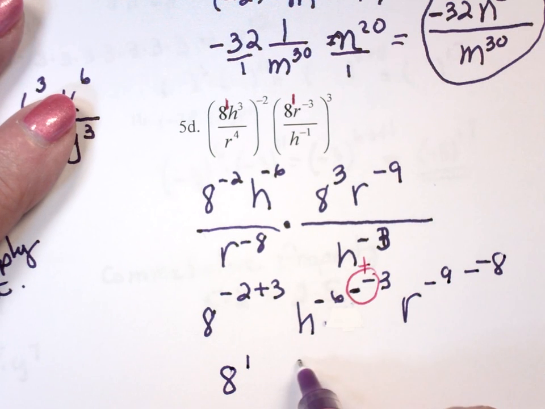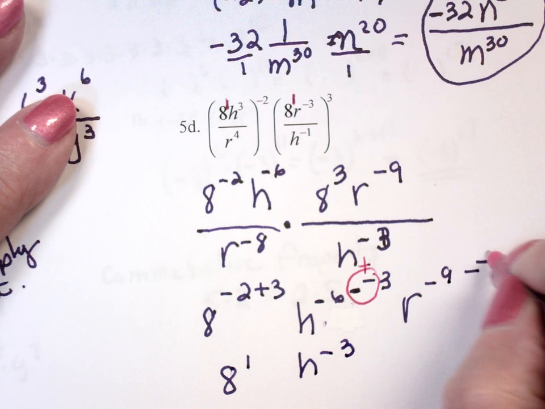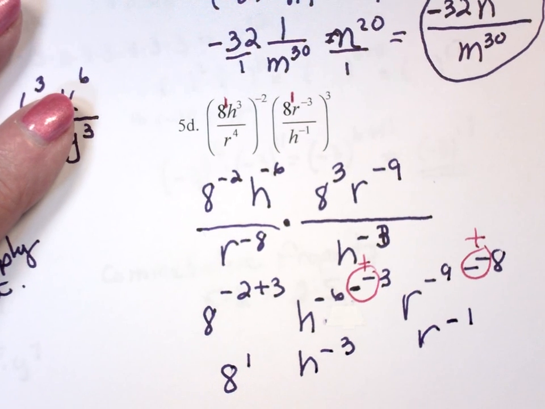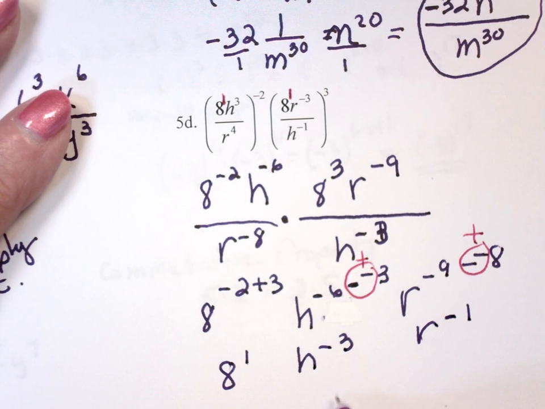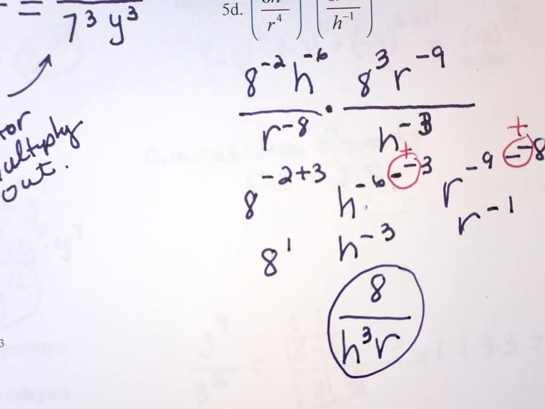Minus and a minus is a, oops, you should have told me, plus. So this is going to be an h to the negative 3. Minus and a minus is a plus. R to the negative 1. Who belongs downstairs? The h and an r. So it's going to be 8 over h cubed r, or r cubed h.